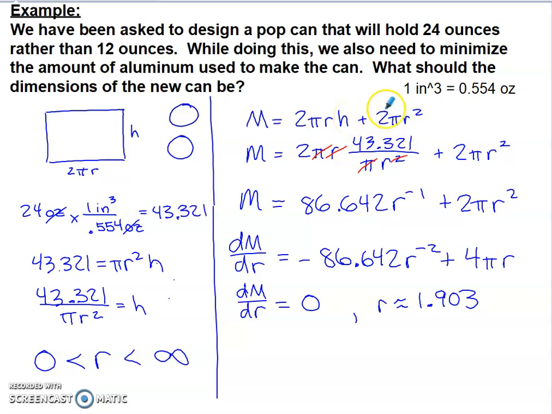Now from here, same sort of strategy as the previous problem. This depends on both the radius and the height of the cylinder. I would prefer if it depended on one or the other. So you'll notice what I did here.